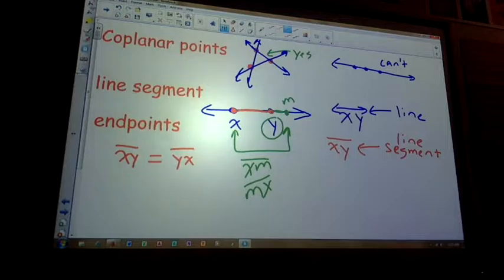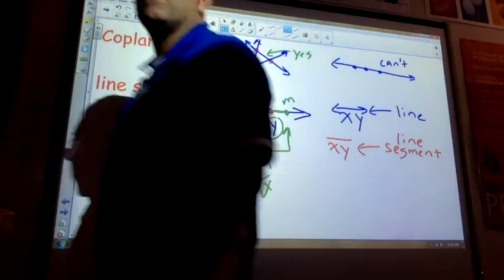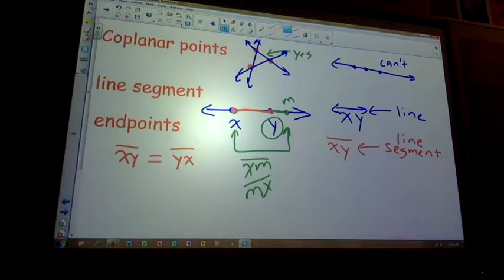Okay? Can I move on? Yeah. So, let's say that there's like XM, but you just want to identify XY. You just do XY? Absolutely.